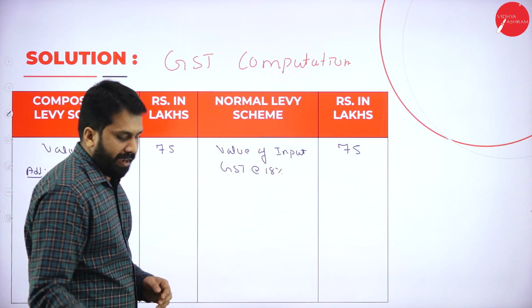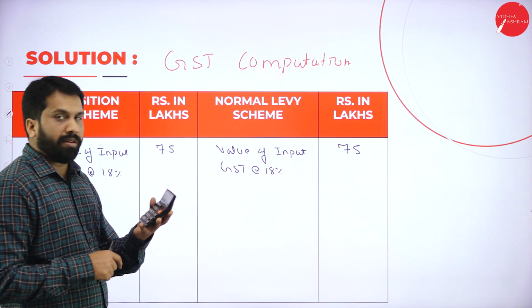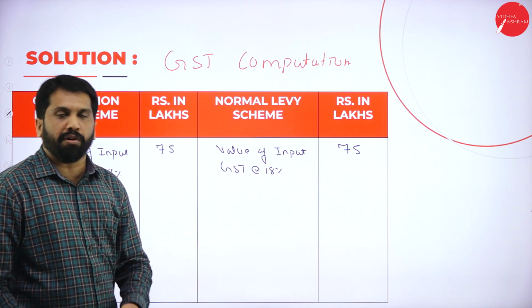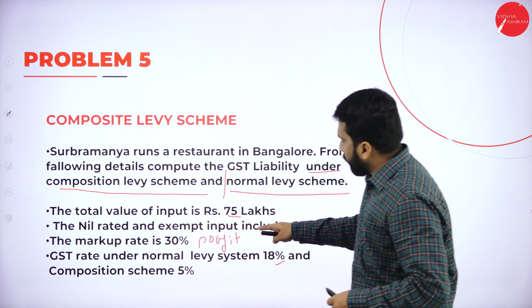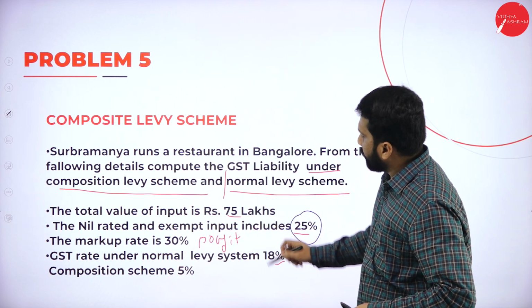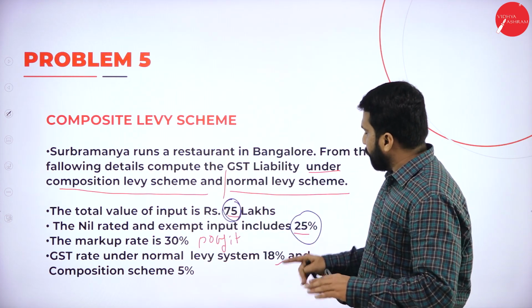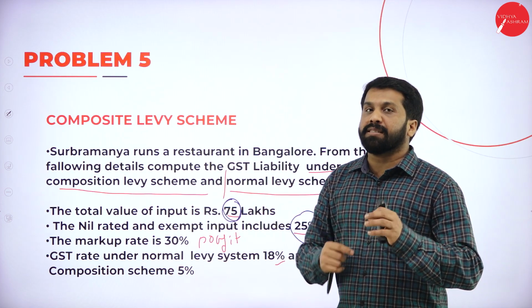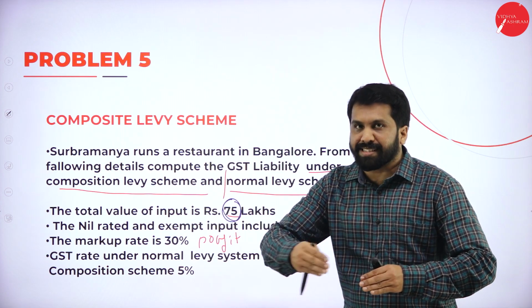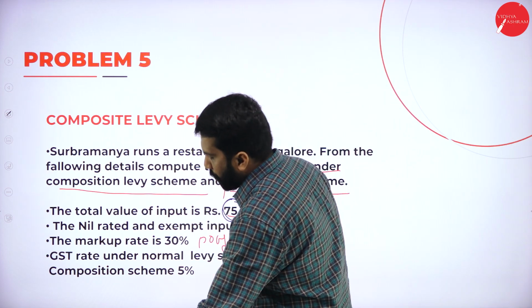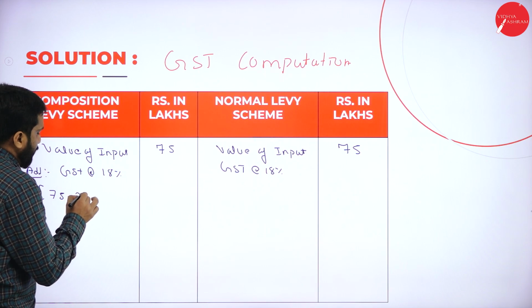Now, on 75 rupees, if you calculate 18%, I got 13.5. But before that, see, nil rated and exempt input includes 25%. Whatever 75 you have, 25% exempt sales are there. Remember, while calculating your GST, you have to remove that exempted sales. Now, how to remove? Very simple. In this, your 75 minus 25 percent.